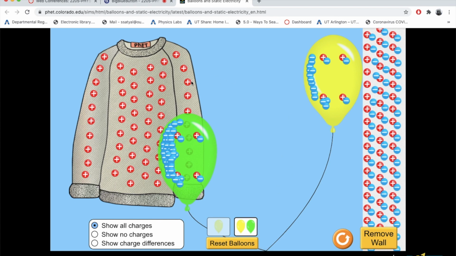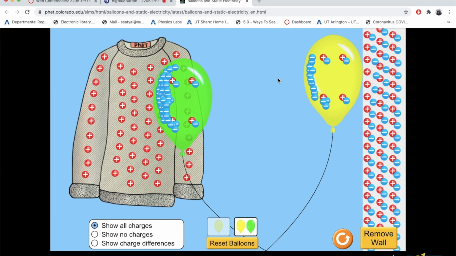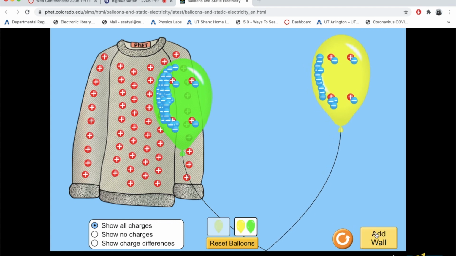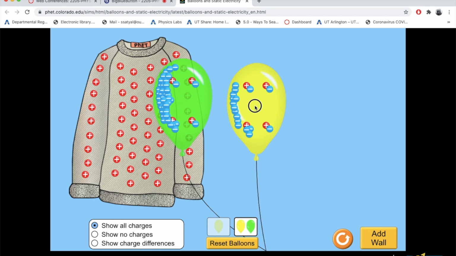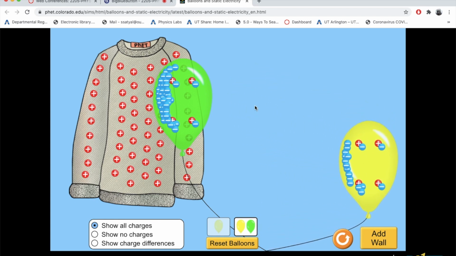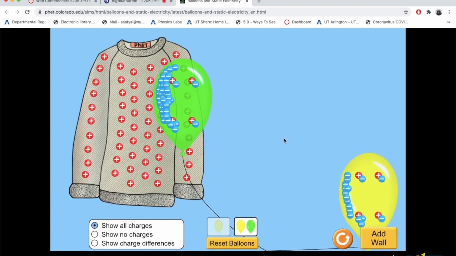And so for every explanation from now on for all the online labs, please take a screenshot of these, for two balloons, what's happening, and for a single balloon, versus if you have two balloons and you remove the wall and you bring these two balloons together, the negative will repel and the balloon moves as far away from the negative charge as possible.